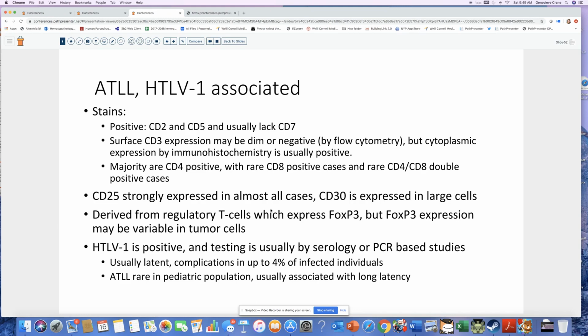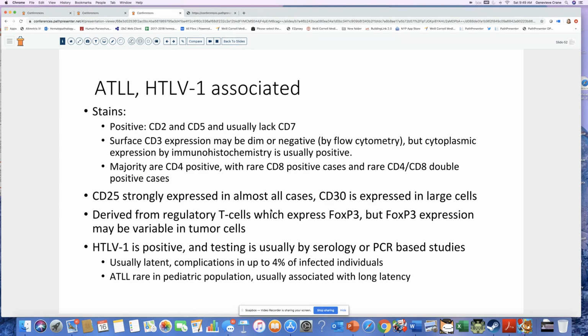It is thought to be, as I said, derived from regulatory T cells. These typically express FOXP3, although FOXP3 expression is somewhat variable, typically in the tumor cells. In contrast to EBV, we are not able to directly test the tumor yet for HTLV-1, but usually this is confirmed by serology or PCR-based studies, and a high level of suspicion is warranted in patients who may be at risk, such as patients who have had exposure in the Caribbean Basin.